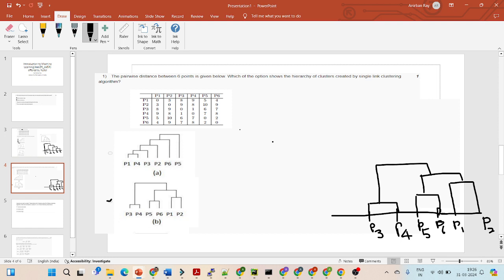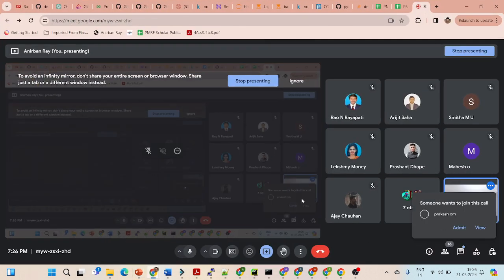So it is a similar approach, just in the different case here you have to take the lowest distance.